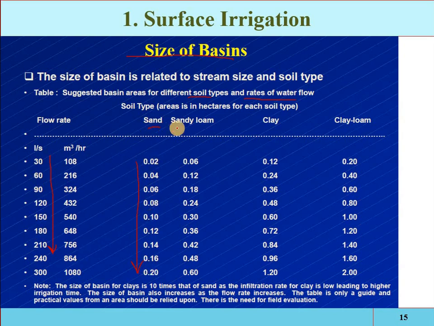Also there are different types of soil, for example sandy soil or sandy loam, clay soil or clay loam. So again you can see that the size of the basins is increasing. In sandy soil the infiltration rate will be high, so the water will be quickly infiltrated. In clay loam soil the infiltration rate is low, so a large amount of water will be required. The water will be slowly infiltrated, so you have to store a large amount of water so that it can be properly infiltrated up to the maximum depth of the crop.